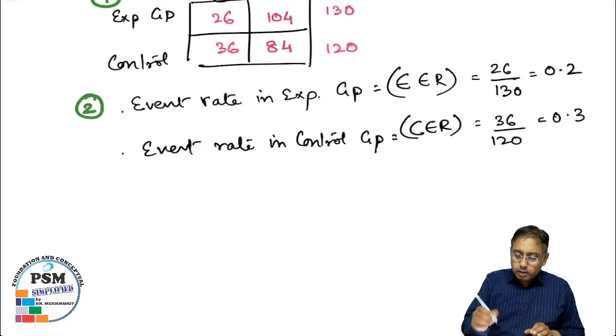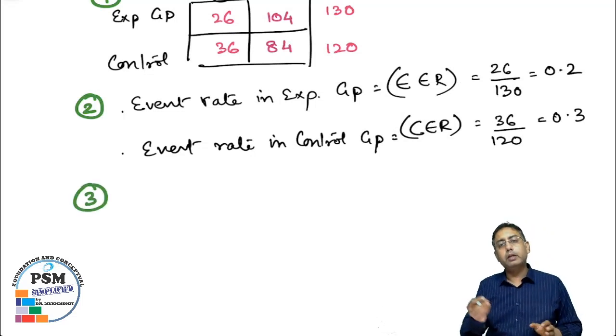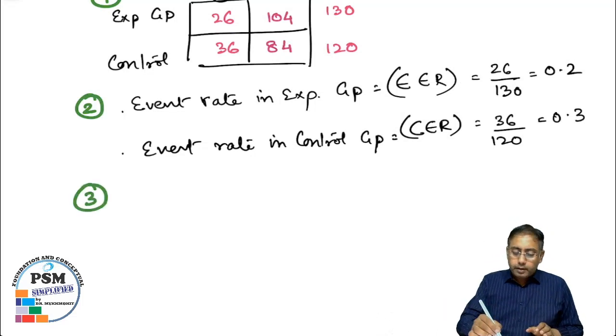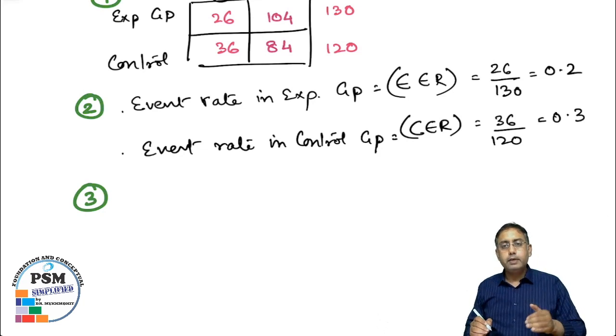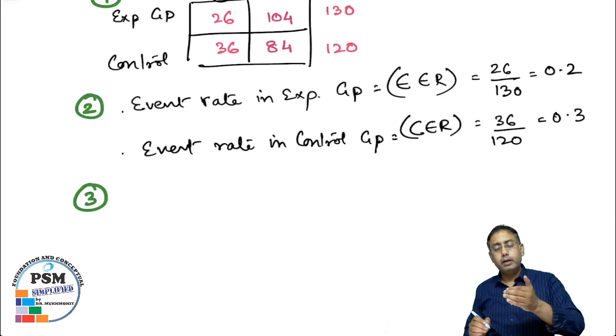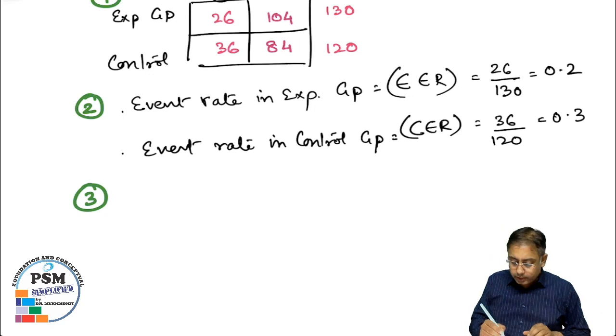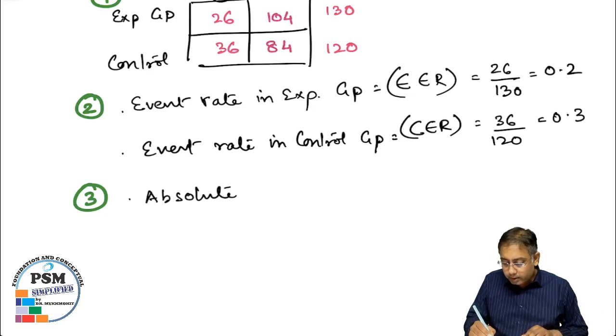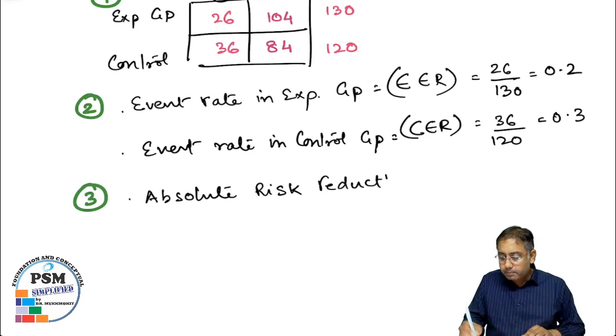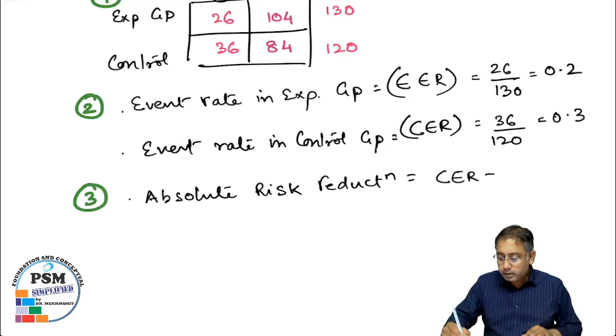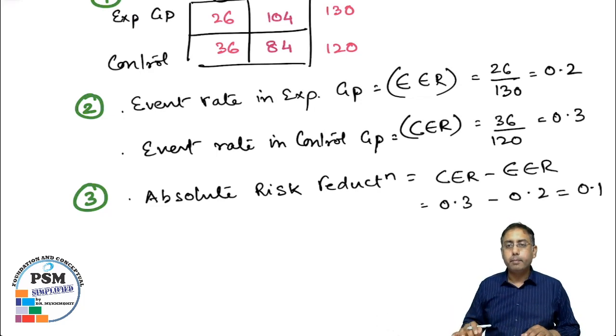So step number 3, that is to calculate the number needed to treat. The number needed to treat is given by a formula: 1 divided by the absolute risk reduction. So let me calculate first the absolute risk reduction. Absolute risk reduction is given by the formula CER minus EER. That is 0.3 minus 0.2, that is 0.1.